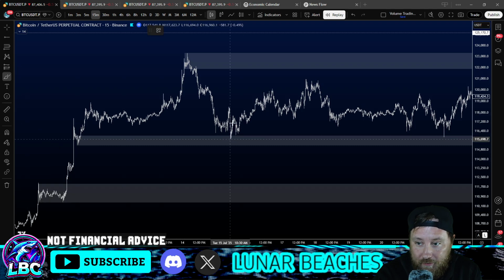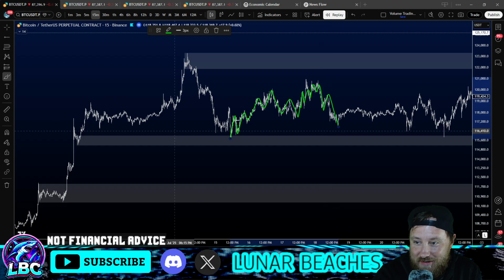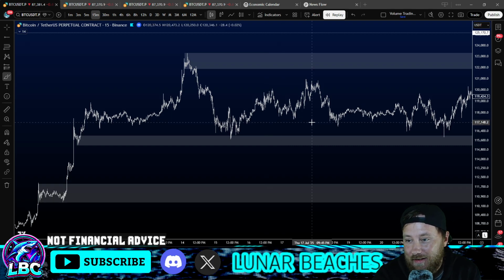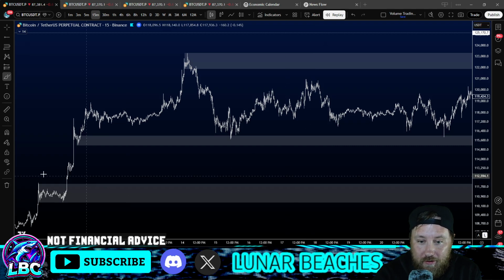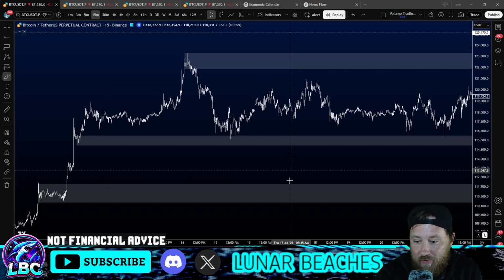You're seeing a lot of overlap. I talk about this a lot on my lives. You see a lot of overlap in these waves, and it's just choppy and sloppy, as we like to call it. Just nice, choppy and sloppy. It's not really showing a whole lot of strength. Price likely wants to go lower to this better demand zone.